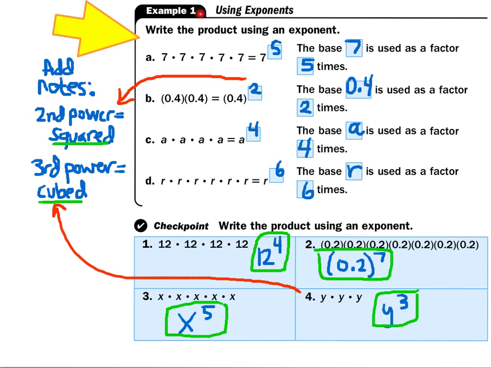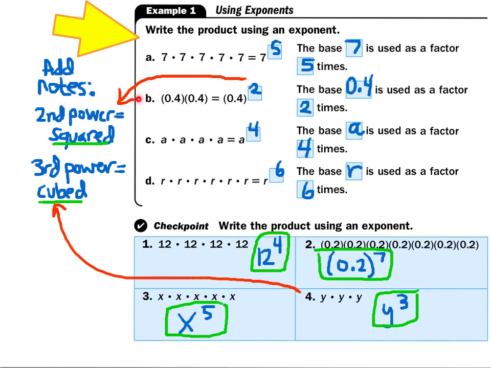Okay, let's look at example 1 using exponents. So we're going to write the product using an exponent. So all we have to do is look at how many times they wrote the factor. So 1, 2, 3, 4, 5. So I write 7 as the base to the 5th power. So the base is 7 and it's used as a factor 5 times.